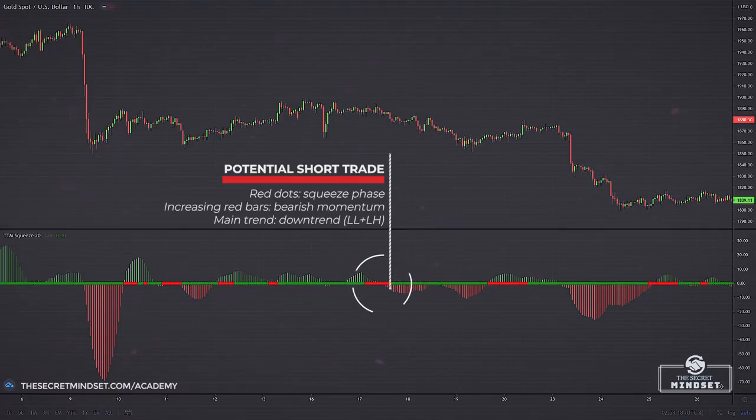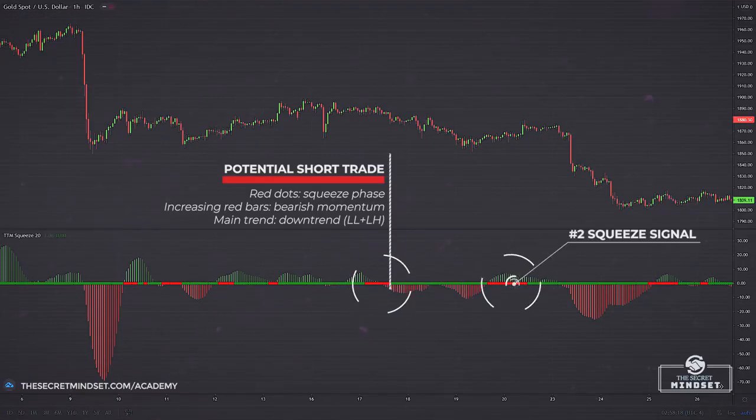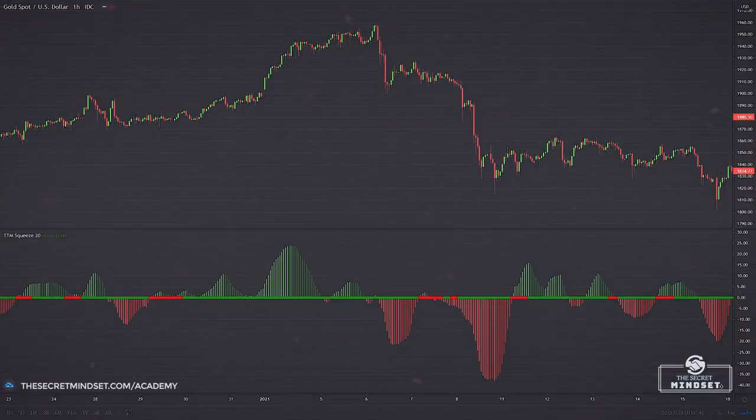The setup was obvious for a short trade, but the price didn't move right away in the expected direction. We had to wait a bit longer before the move came. And of course, in some cases it will move in the opposite direction, so make sure your risk and money management is on point. Here are other examples of valid trades.